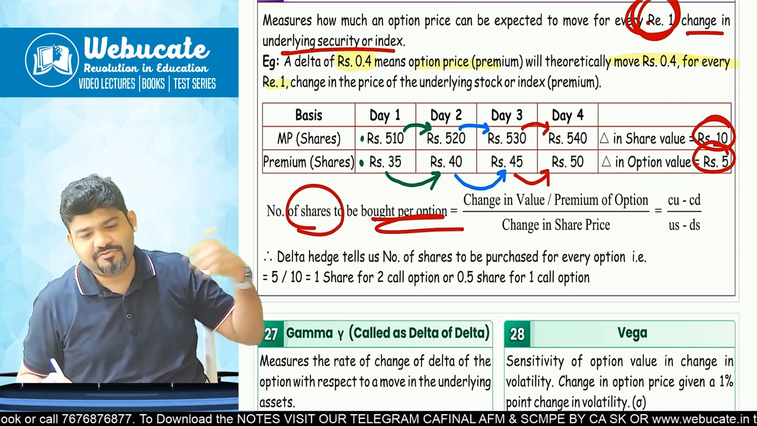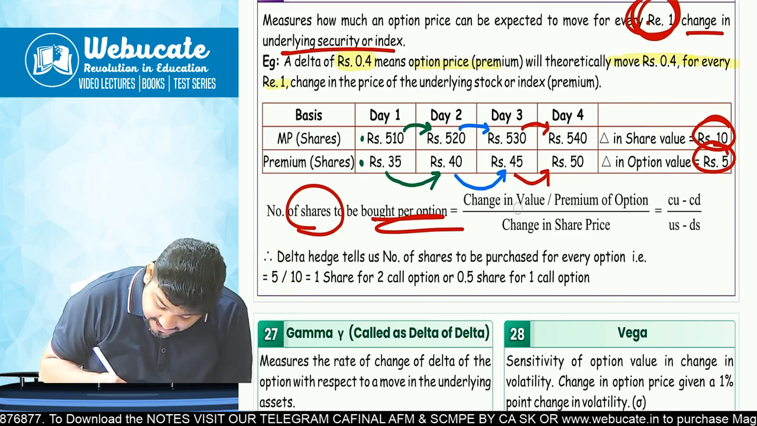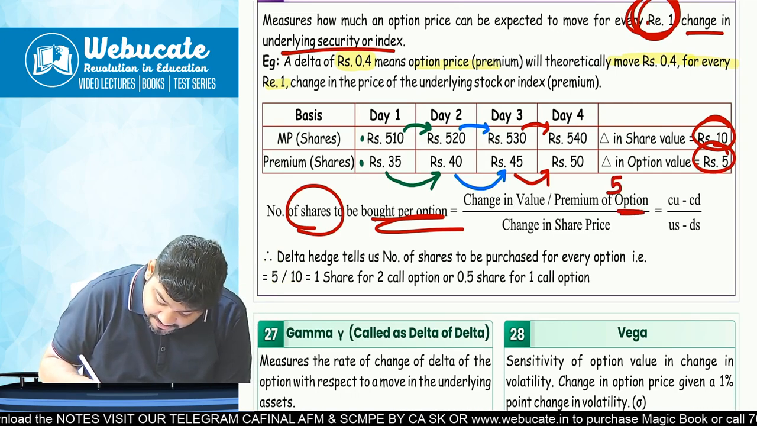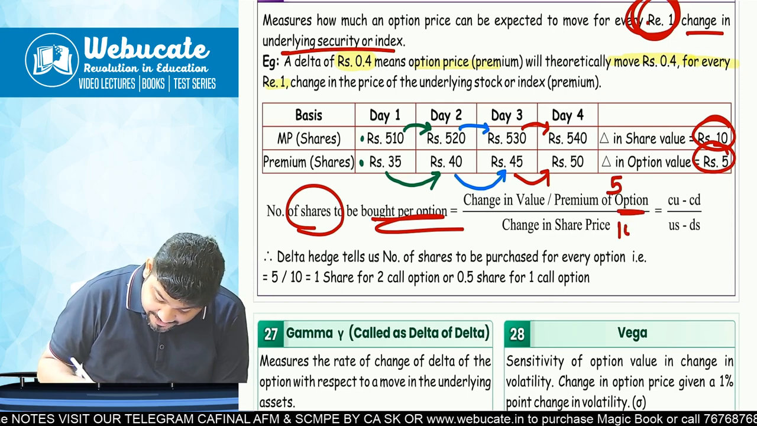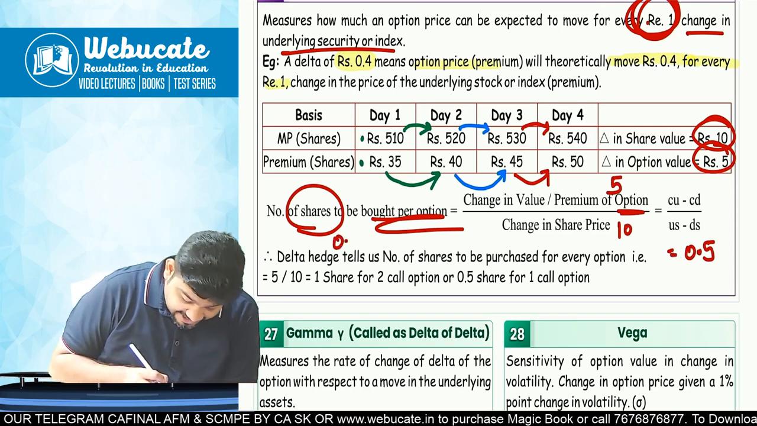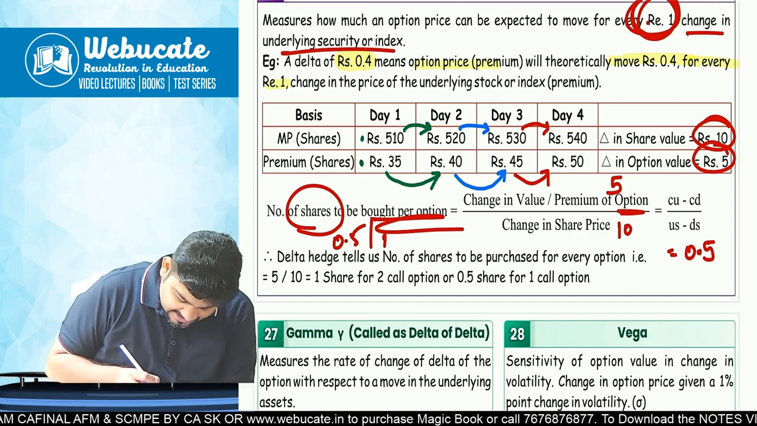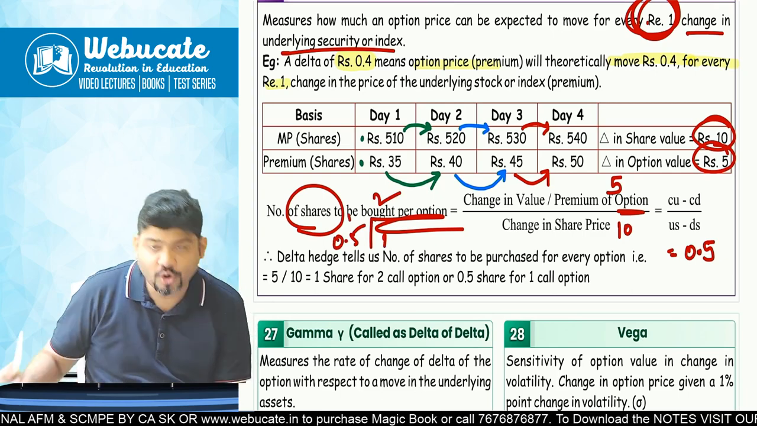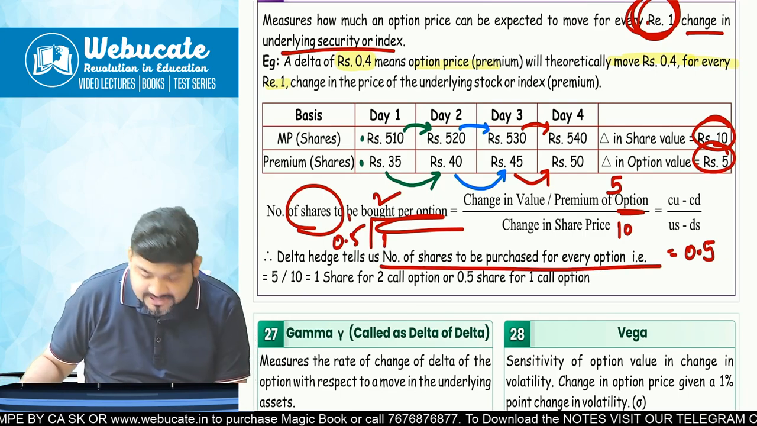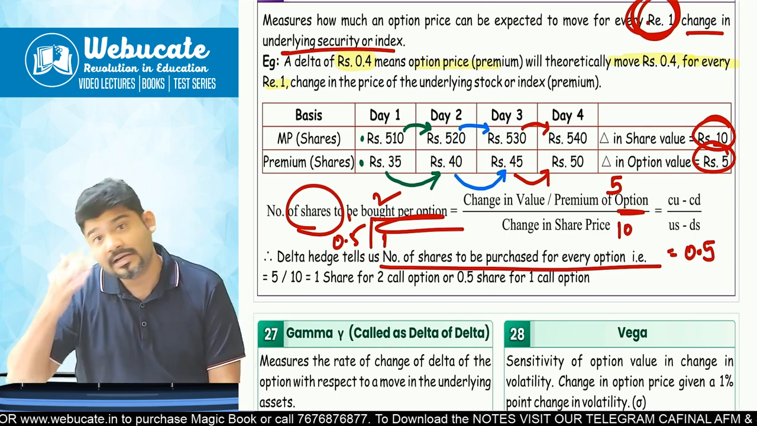But here the formula is given in this way: number of shares to be bought per option. So change in value or premium of option, say change in premium is 5, change in share price is 10. So it is 0.5. So 0.5 shares for 1 option. So basically 1 share for 2 options. Simple. Delta hedge tells us the number of shares to be purchased for every option, or the number of options to be purchased per share.